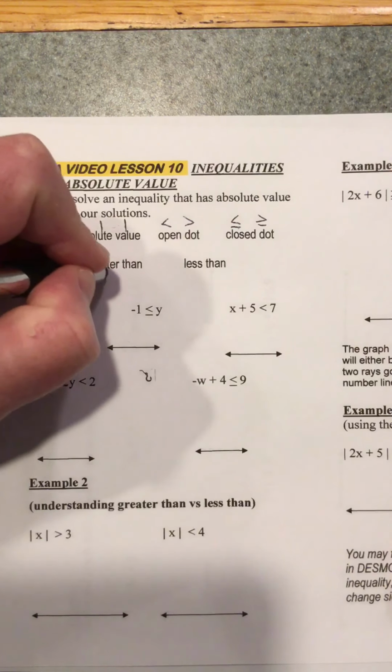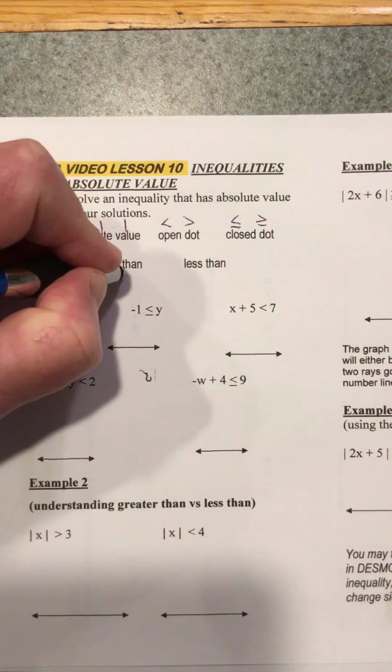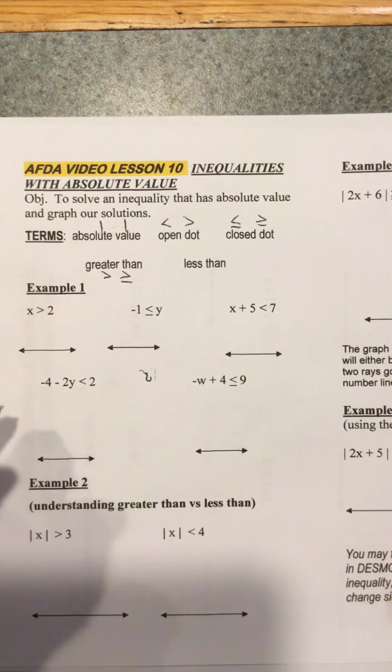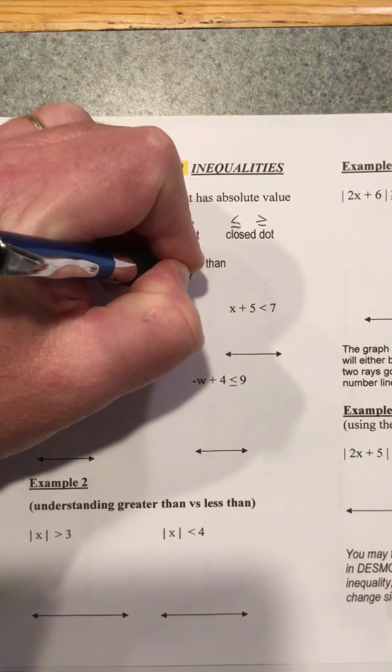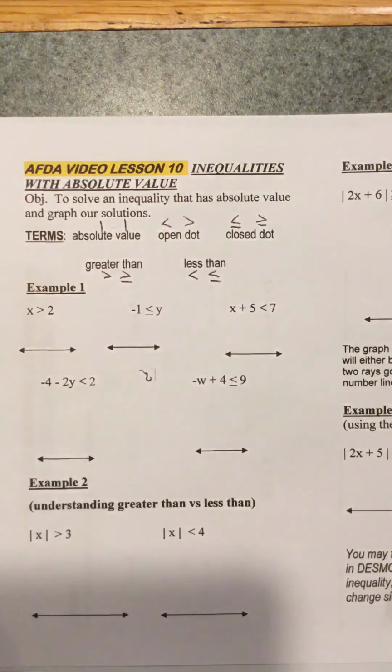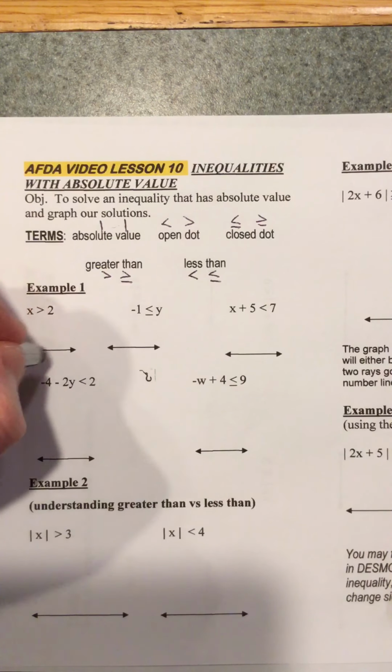Now, greater than, we're going to be using this word today. So that's greater than or equal to. Less than has this math verb. Less than or equals that. These words today are going to be very important to us in the way that we set up an absolute value inequality.